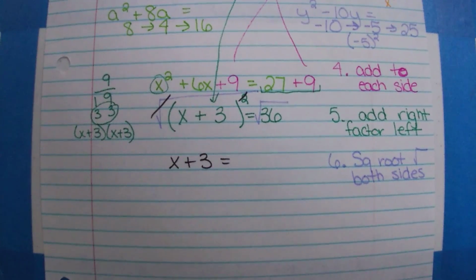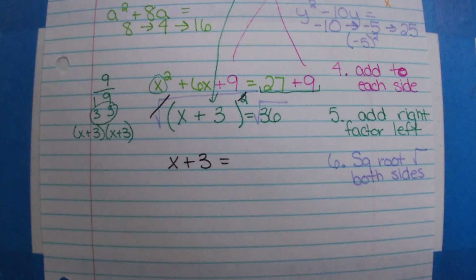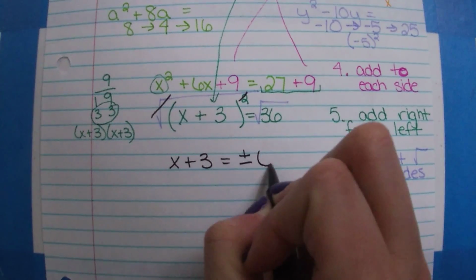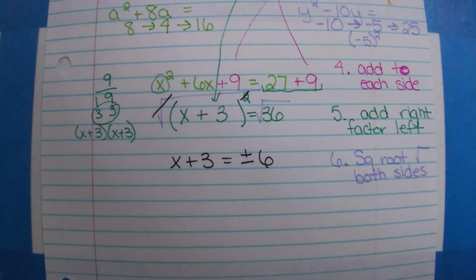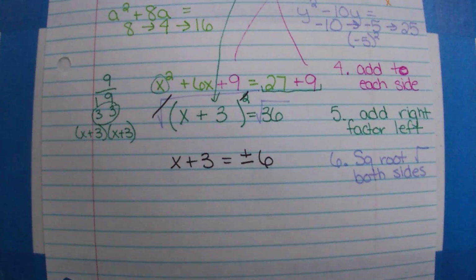I added that square root. The original problem had nothing to do with the square root, so we need to put in a plus or minus 6. You cannot forget that plus or minus. That's a big piece. Make sure we get that plus or minus in there.